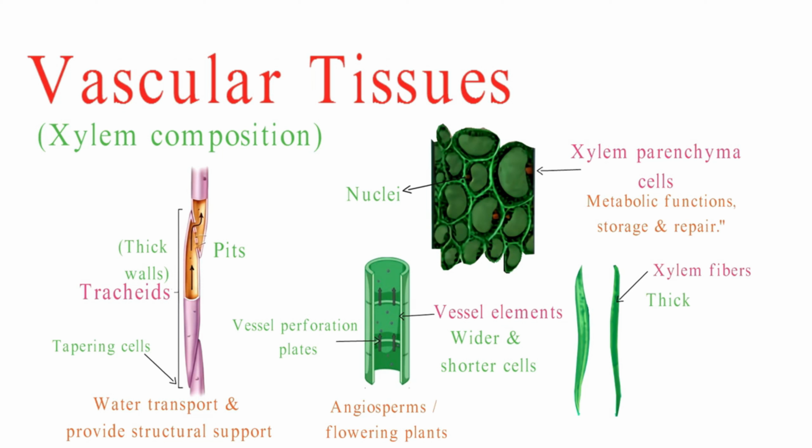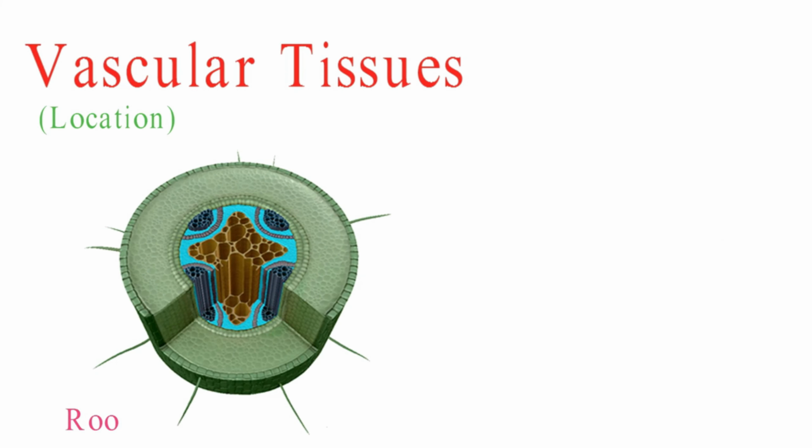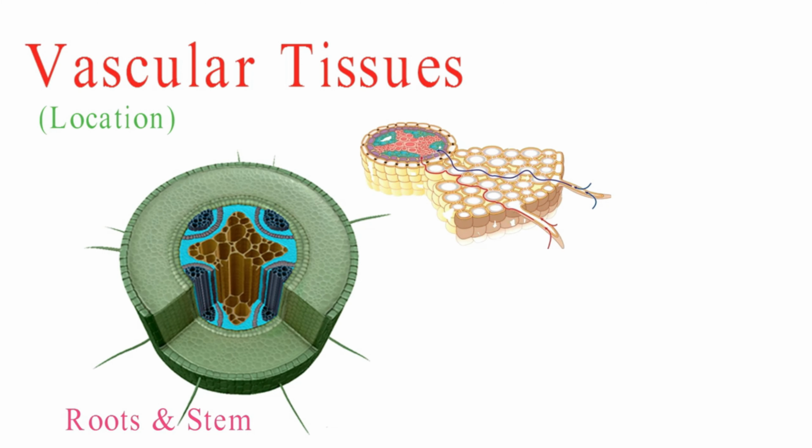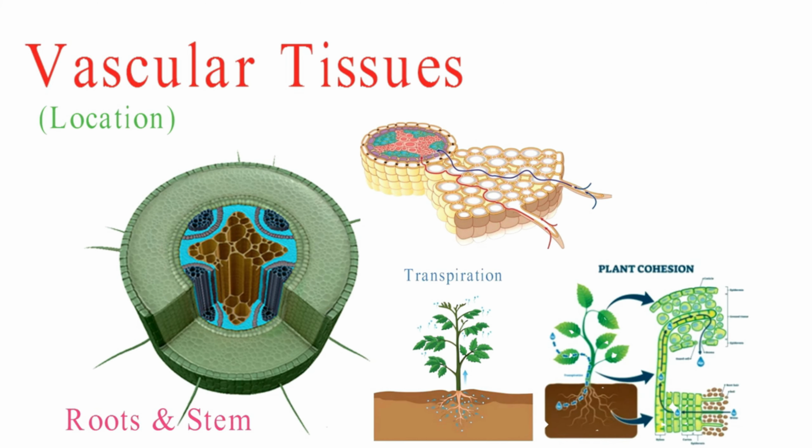Xylem fibers are long, thick-walled cells that provide structural support to the plant. They are typically found alongside tracheids and vessel elements. These fibers add strength to the plant's xylem, helping it withstand mechanical stress. These various xylem components work in synergy to transport water and dissolved minerals efficiently throughout the plant. Xylem is typically located at the center of the stem and roots. Water and minerals are transported through xylem vessels due to transpiration and cohesion tension mechanisms.